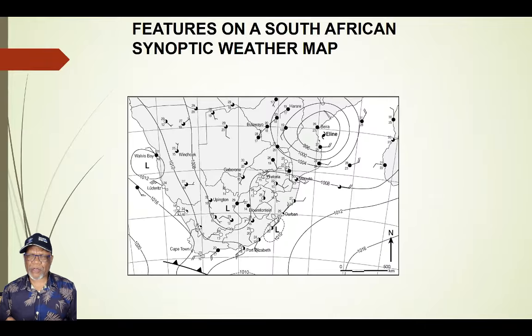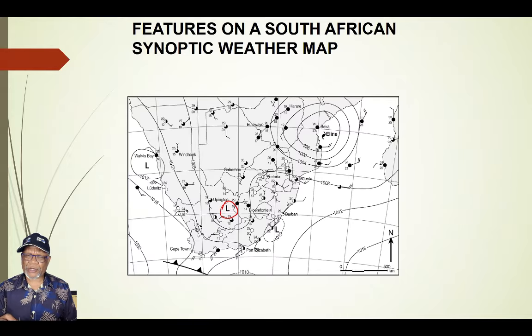Now let's look at what information you can use to deduce whether it is a summer or winter synoptic weather map. Number one, you have to identify the features on the map. We have an L there in the interior. What does it show? It shows that the pressure is low, which means the temperatures are high. The air is rising, and that is why we have that.